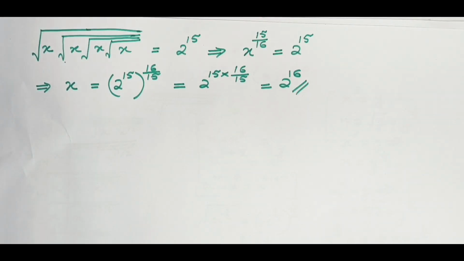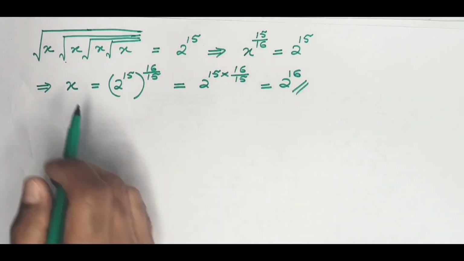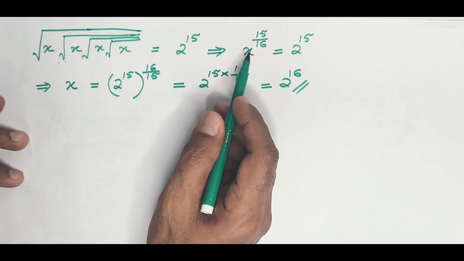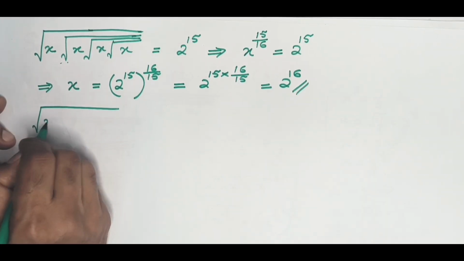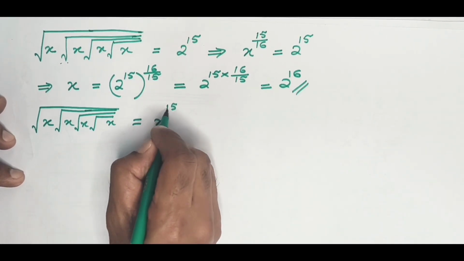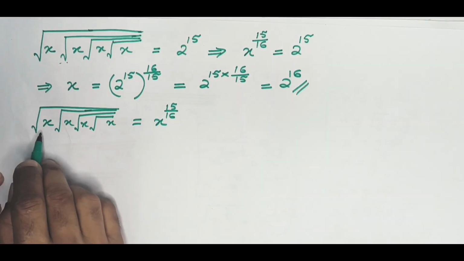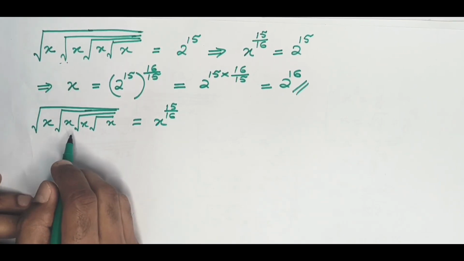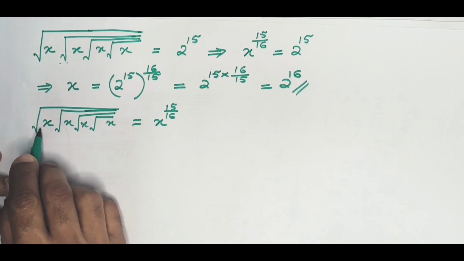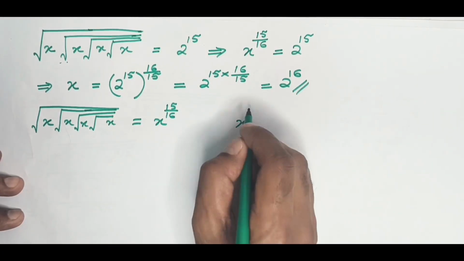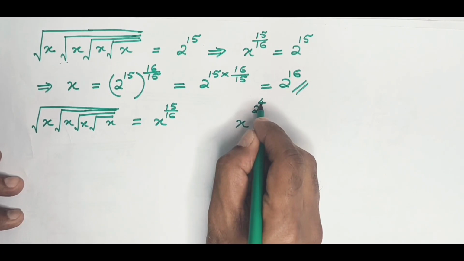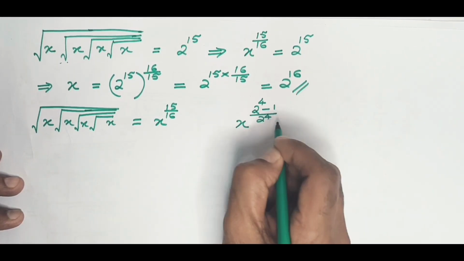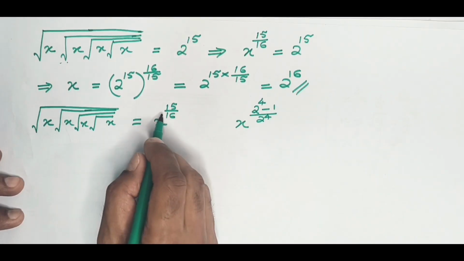Now I'll show you the shortcut. See, we have spent a lot of time simplifying the algebraic expression into this form. That's where we'll be using the shortcut. See, this is what you had. We got it simplified to x to the power of 15 over 16. Look at the number of square root signs in the algebraic expression. There are 4 root signs. So what you do is, whatever you have written here, which is x to the power of 2 to the power of 4, where 4 denotes the number of square root signs, minus 1 divided by 2 to the power of 4. You simplify this, you will get this.